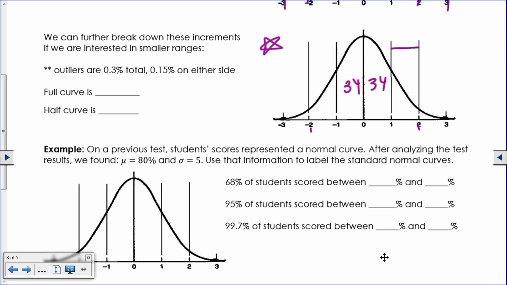When you cut the 95 in half, that was from 0 to 2. I only want this. 13.5. Mallory, how'd you get that? So Mallory took the 95, she subtracted the 68 away. We didn't want this part, which is both of those, and then you cut it in half. That's how you get the 13.5.